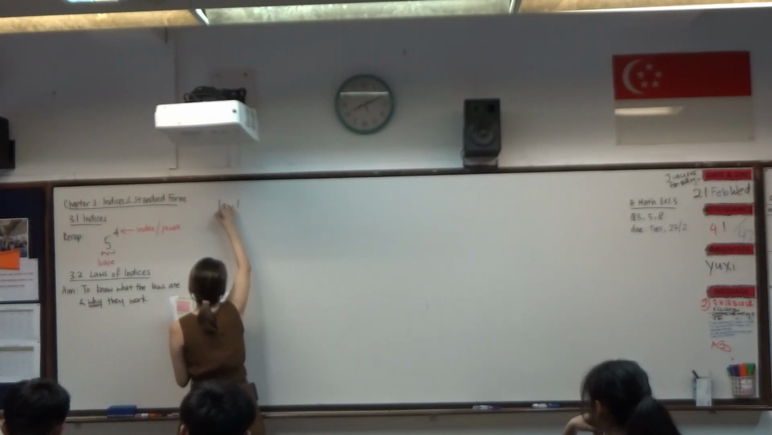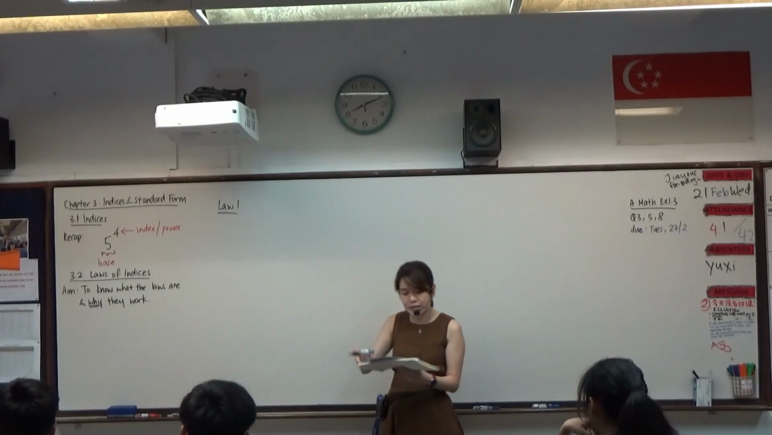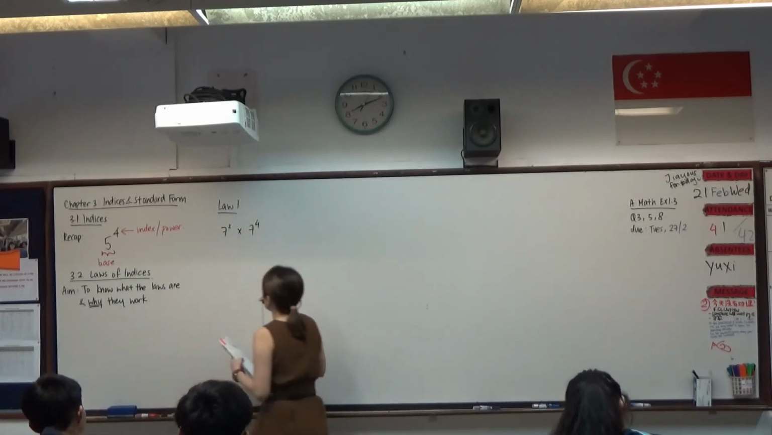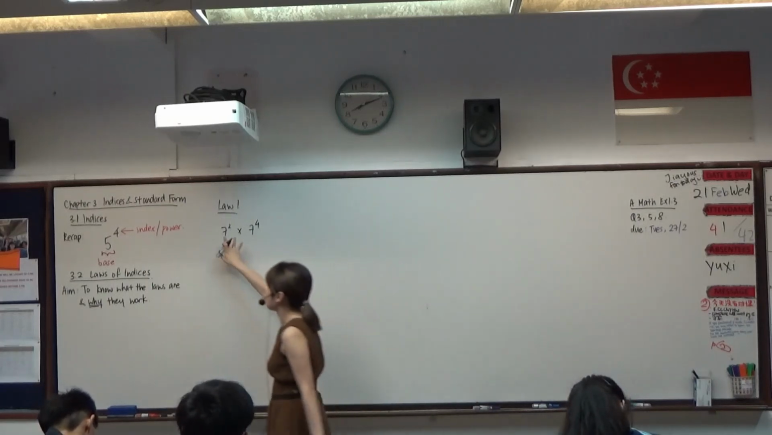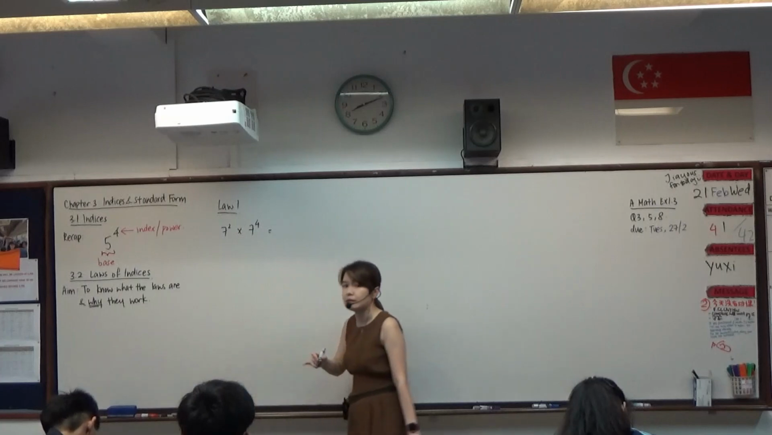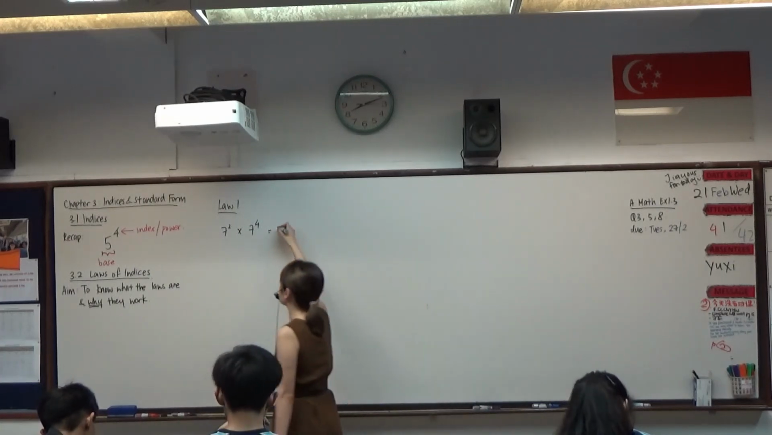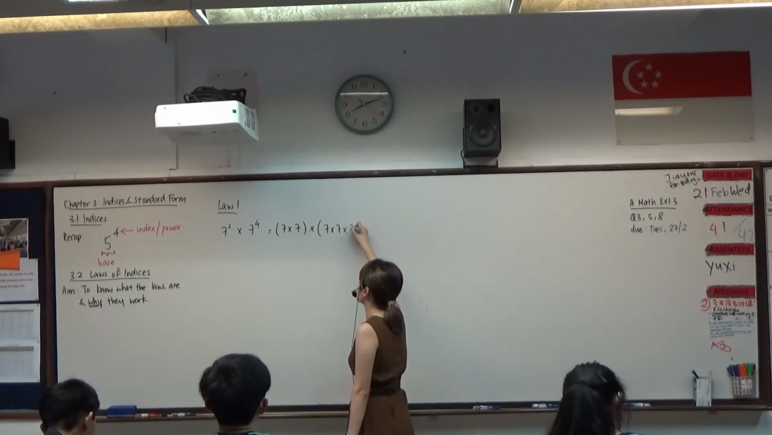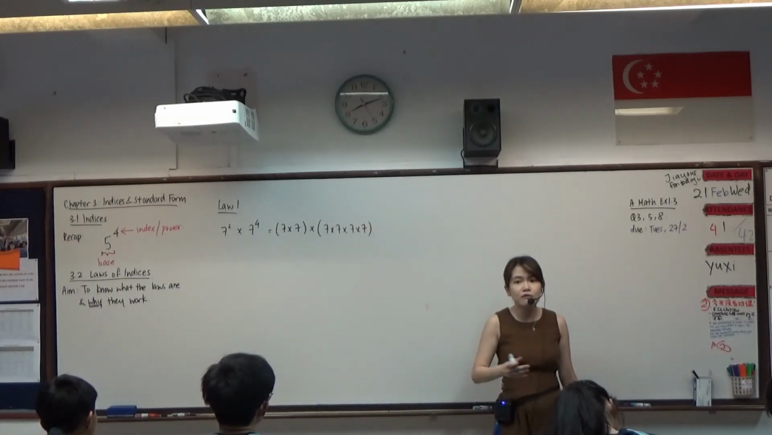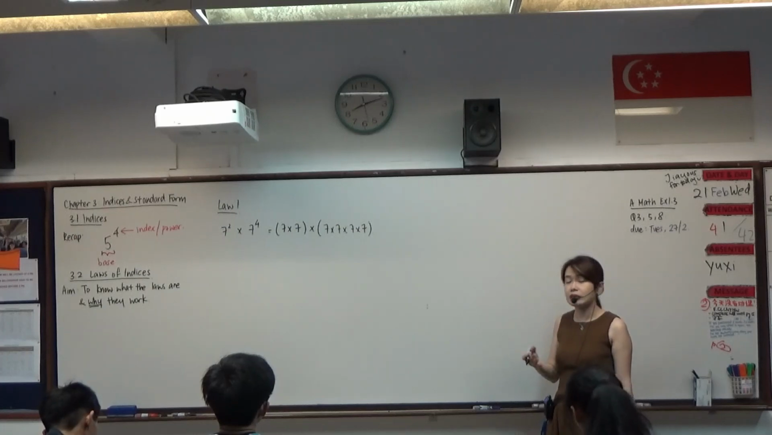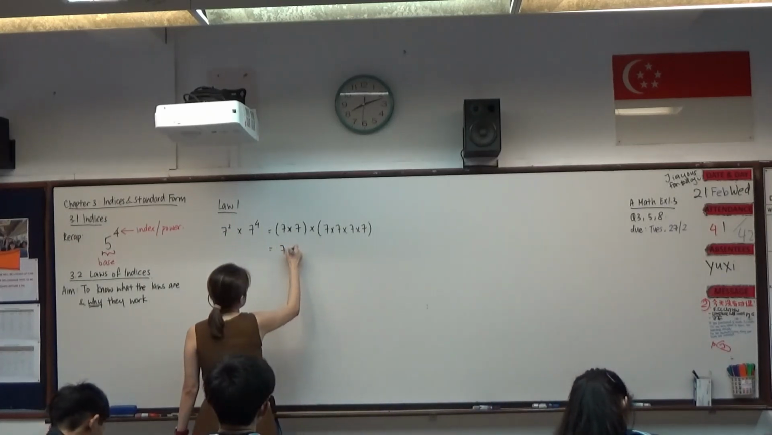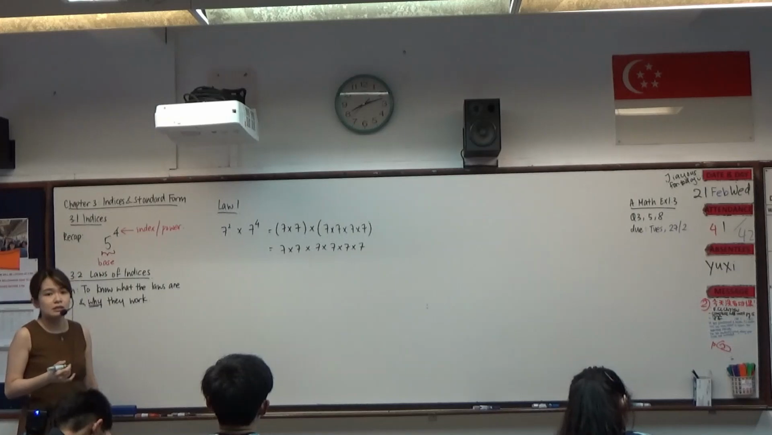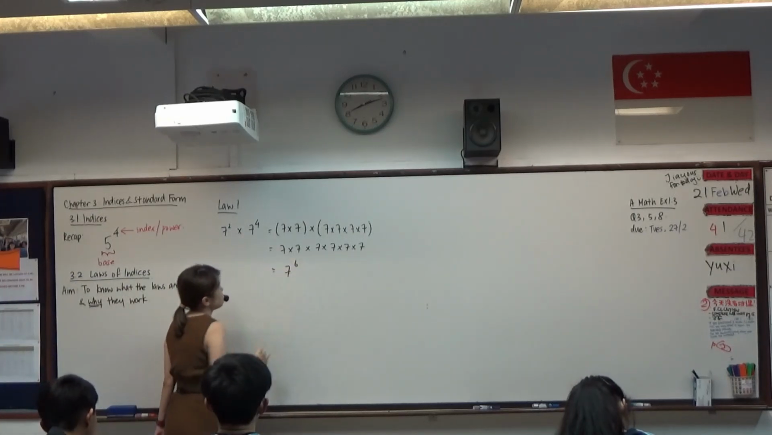The very first one, law number 1, is very intuitive actually. We are looking at, for example, 7 squared times 7 to the power of 4. What does 7 squared mean? 7 times 7, right? Repeated multiplication. And then 7 to the power of 4 will be 7 times 7 times 7 times 7. Can I remove the brackets? There's no impact, so having the brackets or no brackets actually means the same thing. In total, how many 7s are there? 6. I can write it as 7 to the power of 6.